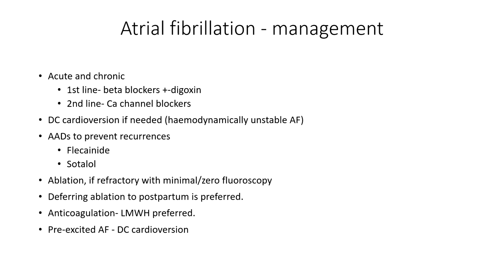Somebody who has hemodynamically unstable AF, DC cardioversion can be done if needed. Then the other antiarrhythmic drugs to prevent recurrences of atrial fibrillation, where you want to maintain a sinus rhythm in patients, flecainide and sotalol have been found to be safe choices. Ablation, again like supraventricular tachycardia, is generally not required. You are able to control most of the time. For anticoagulation in pregnancy, low molecular weight heparin is preferred.